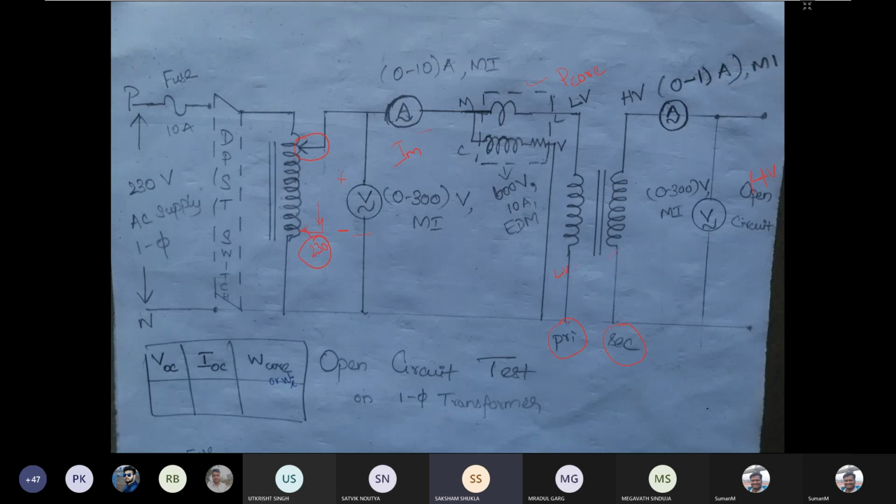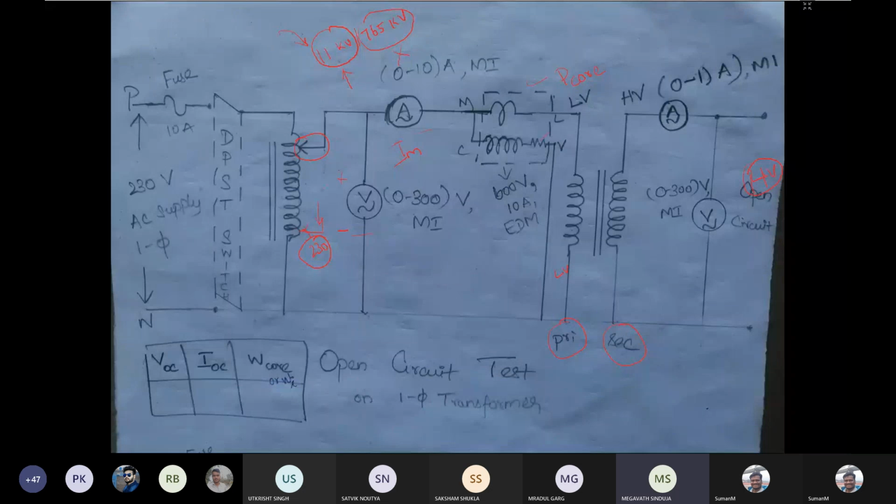Already I told why we are open circuiting the high voltage winding. If it is an 11 kV or 765 kV transformer, it is sufficient to have an 11 volt source on your side. For testing purposes, you don't need to have 765 kilovolt. With the low voltage itself, you can do the open circuit test of the transformer. So it is sufficient to have a lesser voltage source.